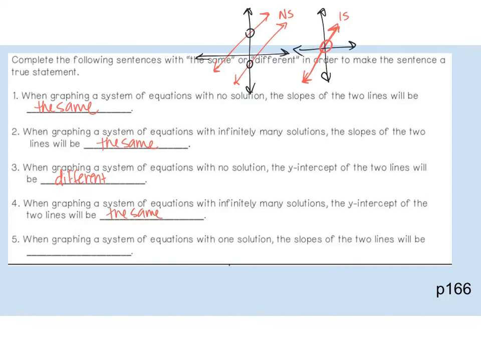And when graphing a system of equations with one solution, the slope of the two lines will be different. So one of them will either be going in a different direction, so they haven't intersected yet, but they will, or they're going in the same direction, but they're going at a different rate. So both of those are a negative slope, but they still will have one solution.